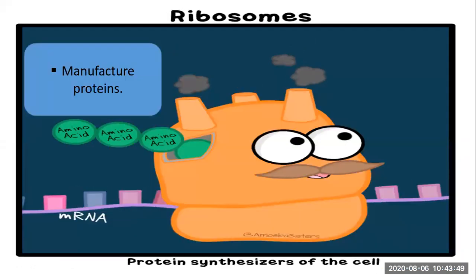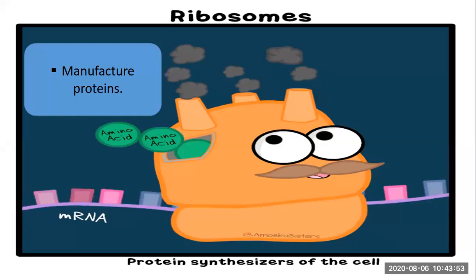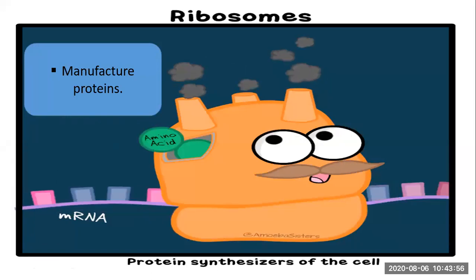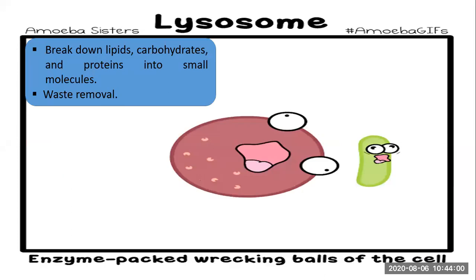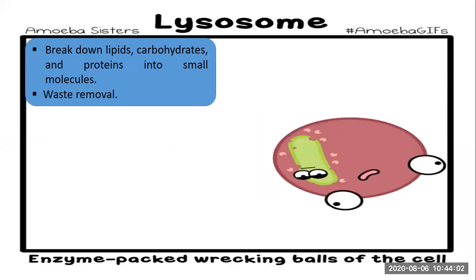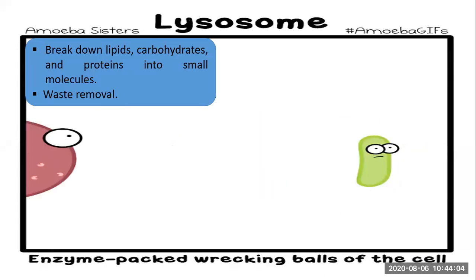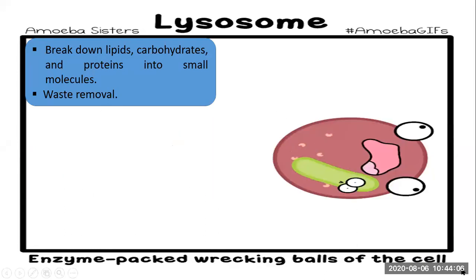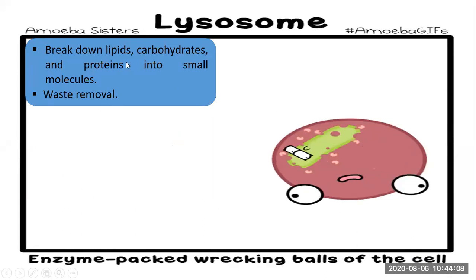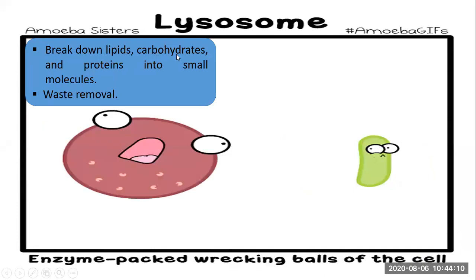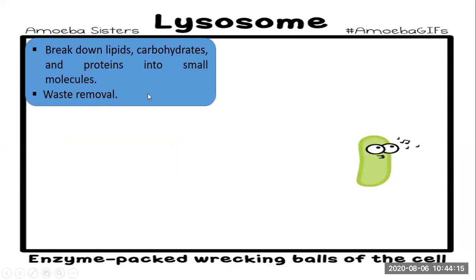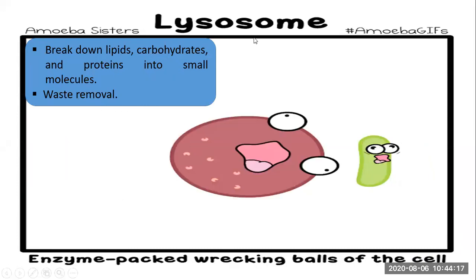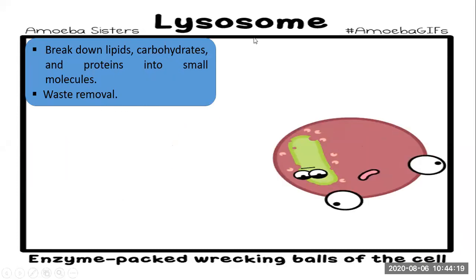Now these are the ribosomes. The main function of the ribosome is to manufacture protein. So this is known as the protein synthesizer of the cell. Then here comes the lysosome, and it removes the waste. Basically, the enzymes break down the worn-out parts of the cell. Its main function is the breakdown of lipids, carbohydrates, and proteins into small molecules, and removal of all the waste. So lysosome is very important for removal of the waste.